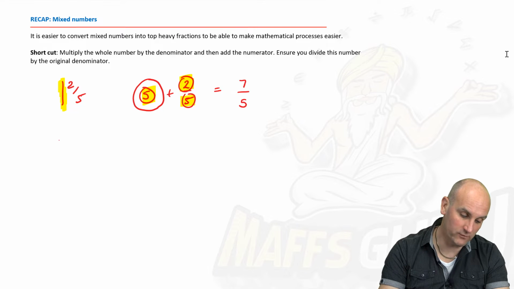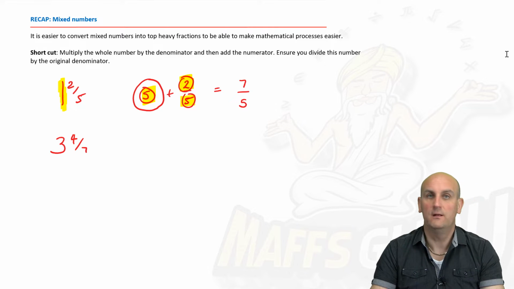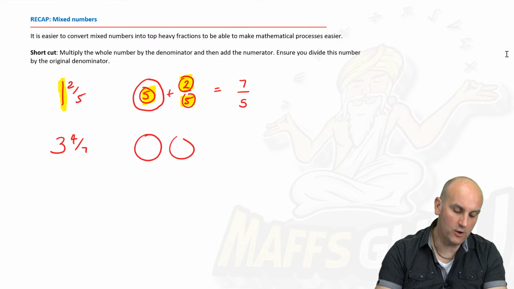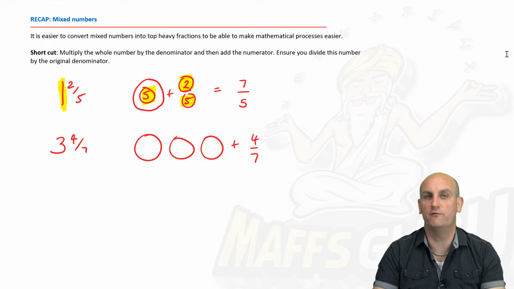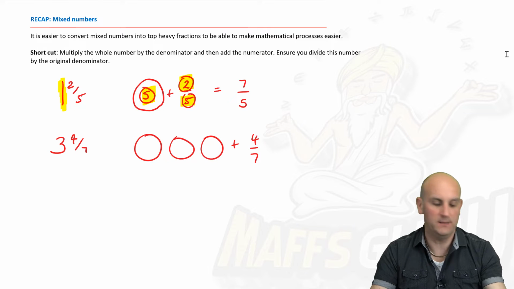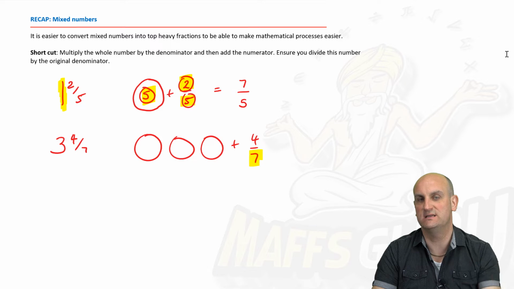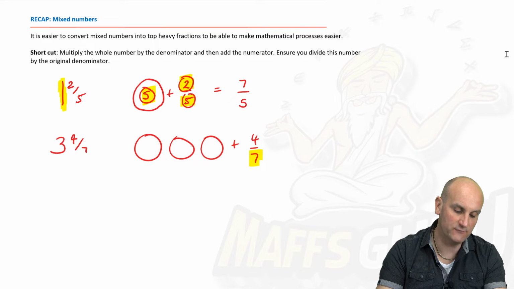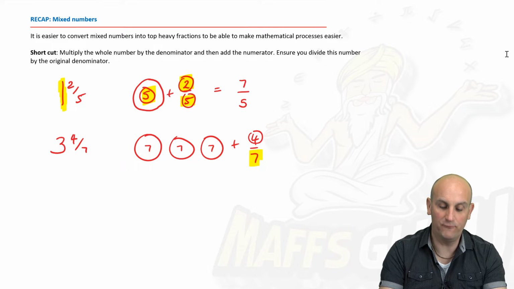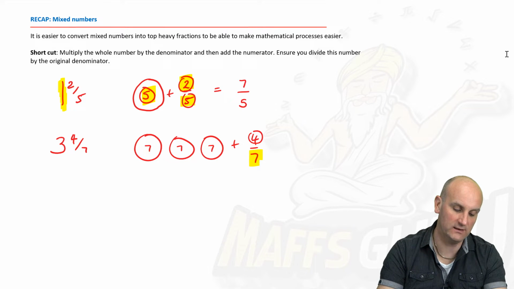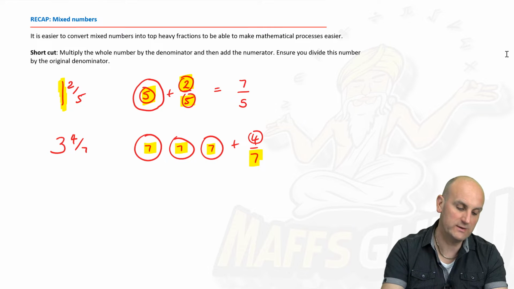Sadly, again, 3 and 4/7. So I have 3 whole pizzas, and I've got 4 slices of a pizza. Out of how many? Well, again, we look at the bottom here, and we've said that each of our pizzas has been cut into 7 pieces. So I've got 7 pieces here, 7 pieces here, 7 pieces here, and 4 pieces there. So how many pieces do I have altogether? 7, 14, 21, 25.